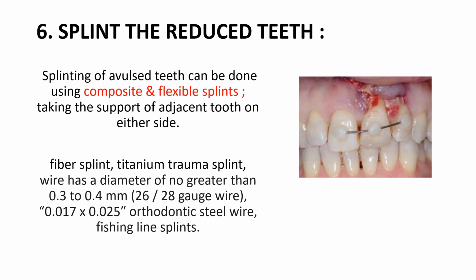Wire has a diameter of no greater than 0.3 to 0.4 mm. 26 or 28 gauge wire, 0.017 by 0.025 inches. Orthodontic steel wire, fishing line splints.